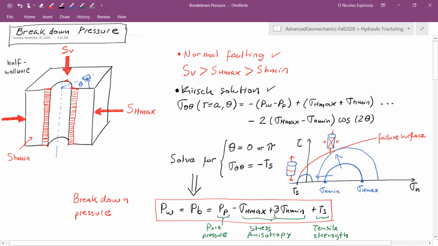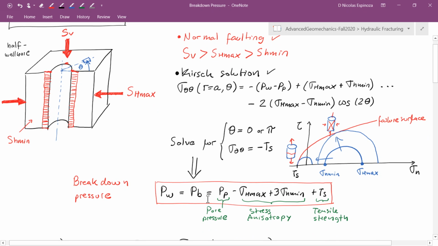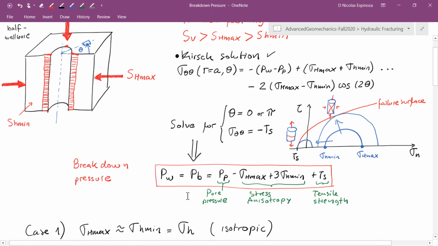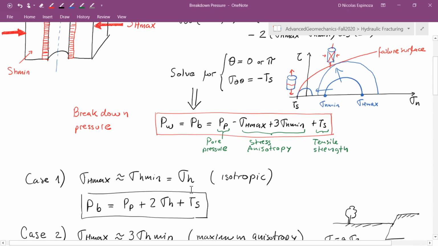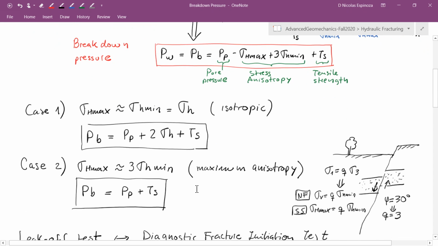All right, let's see what we do with this solution of the breakdown pressure now. In order to do that, we're going to see two cases. The first case, case number 1, is going to be the case that we're going to call an isotropic case. Or we could be a little bit more specific in this case, and since we're talking about the horizontal wellbore, we could call this horizontal stress anisotropy.